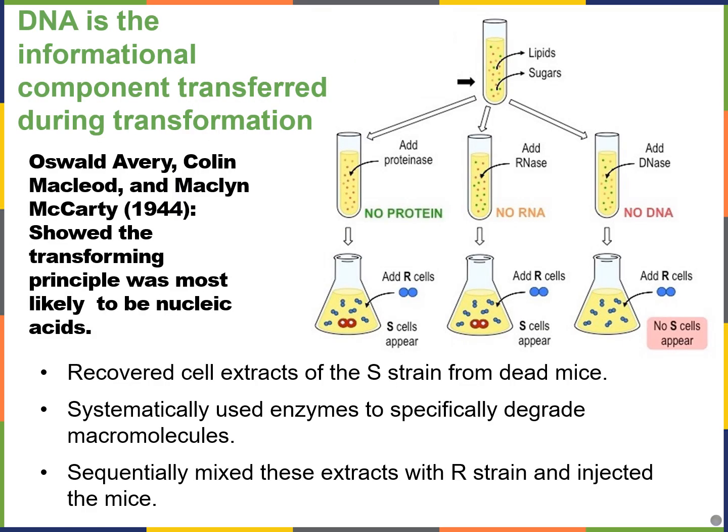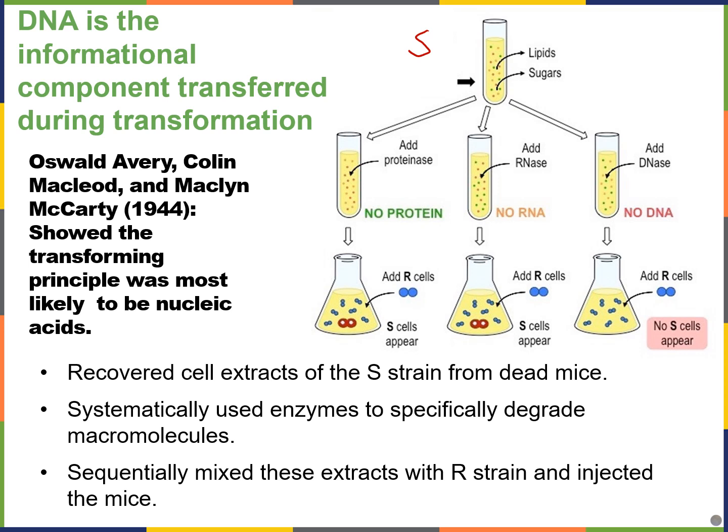The next big experiment that led the way to the discovery of DNA was performed by Avery, MacLeod, and McCarty. So they wanted to know what that transforming particle was that was discovered by Frederick Griffith. So what they did was they took those S cells, the Streptococcus pneumoniae, the disease-causing, pathogenic one, and they exposed these S cells to different enzymes.